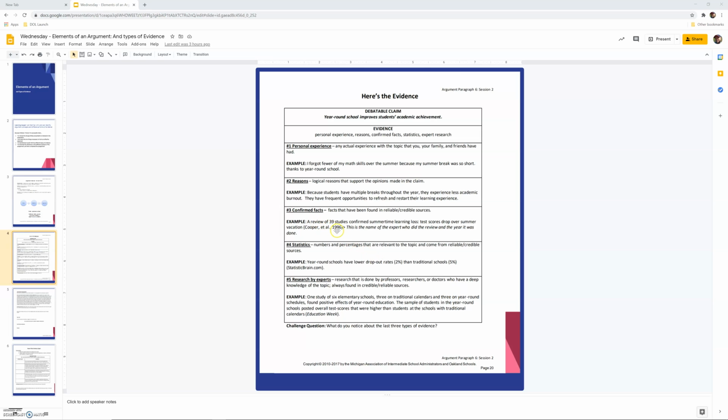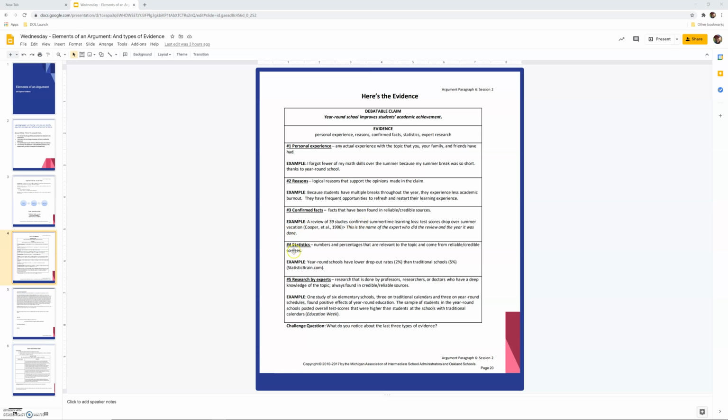Cooper et al., 1996. And then the little blurb that is italicized here says, this is the name of the expert who did the review and the year it was done. And when you see it say et al. after a name, that's letting you know that there were other people involved in that article, but they're not listed in that specific citation right there. Cooper was the main person on that article, and thus the main name in the citation.